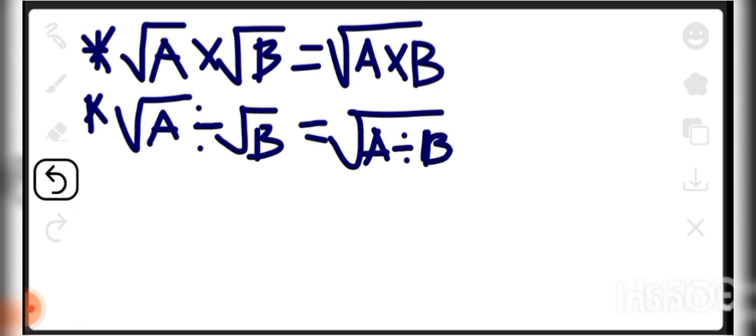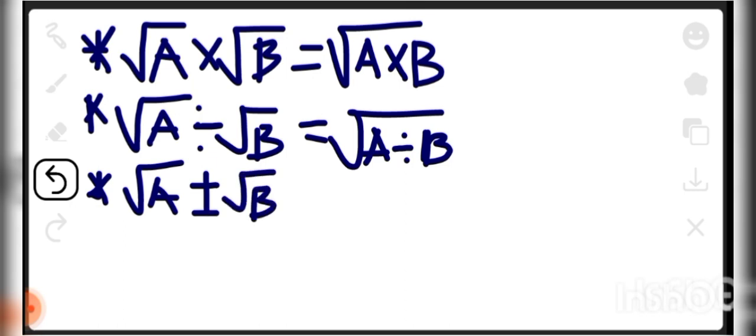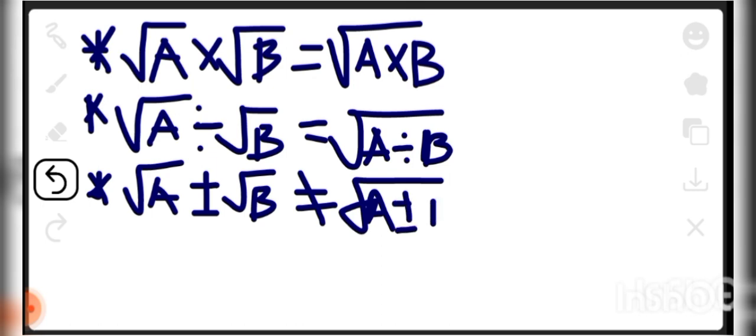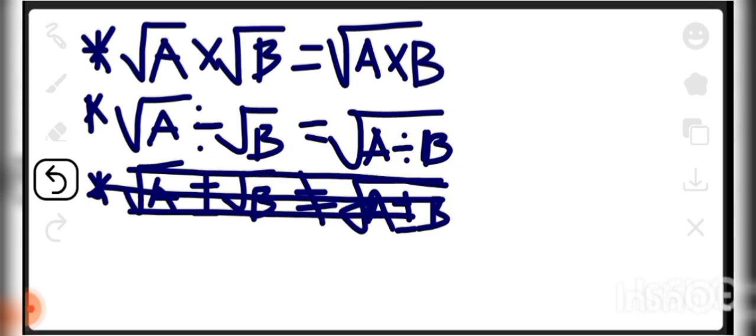So now what about if you have something like this? Root a plus or minus root b. This cannot be further simplified. So this one is not equal to root of a plus or minus b. It is not equal. So this is not possible. Take note of that.